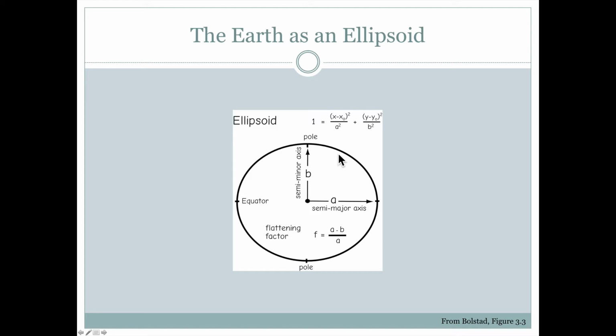The reason that the Earth is better approximated as an ellipsoid is because as the Earth spins on its axis, the centripetal force makes it bulge out in the center, so that it actually has a longer axis near the equator than it does from the North Pole to the South Pole.